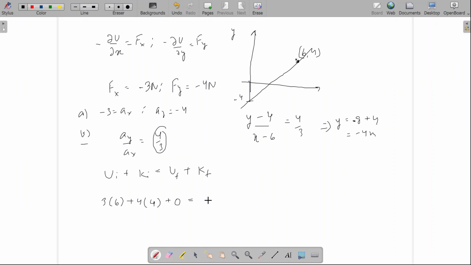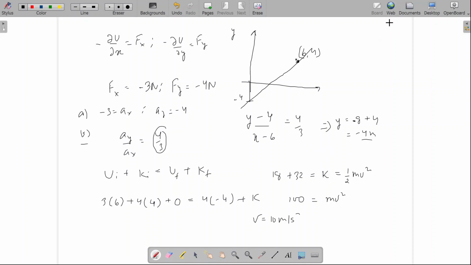The final potential energy of the particle at y equal to minus 4 would be 4 into minus 4, plus the final kinetic energy. So this would come out to be 18 plus 32, 50 joules. So this would be equal to half mv square. So this comes out to be 100 equal to mv square. So the velocity of the particle would be 10 meters per second.